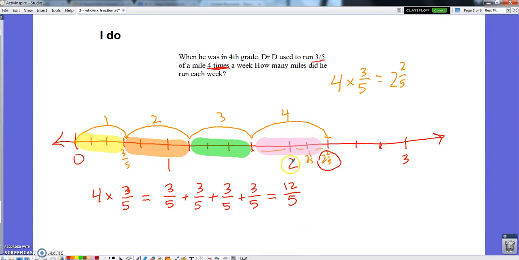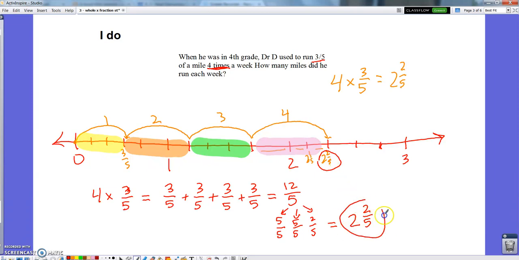So just to make sure those are the same, 5/5 makes a whole, another 5/5 makes another whole, and there'd be 2 more fifths. So that's equal to 2 and 2/5. I only did this part to match these up, to make sure I got the same answer with both strategies. 12/5 is a totally fine answer to that question too. In a realistic situation, I don't know if you would say you ran 12/5 of a mile. You might say 2 and 2/5 of a mile. But either one really works, and it's the same thing.